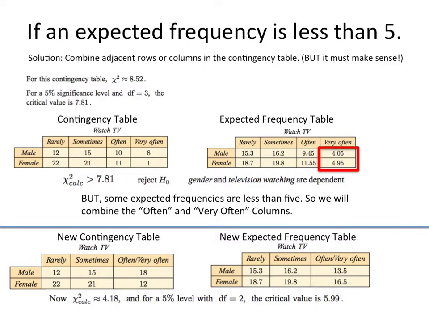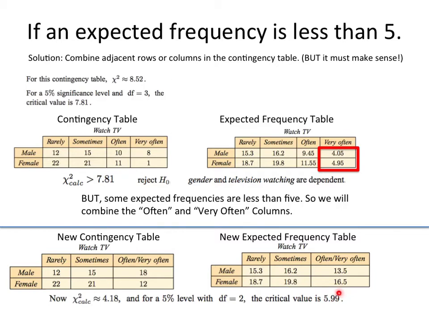And if we put this into our calculator, we now have a chi-squared calculated value of 4.18. Notice that my dimensions have changed, so my degrees of freedom is also different. My degrees of freedom is now 2, but my significance level stays the same. The critical value, based on my new degrees of freedom, is 5.99. This is what I found. This is what I would get from a table.